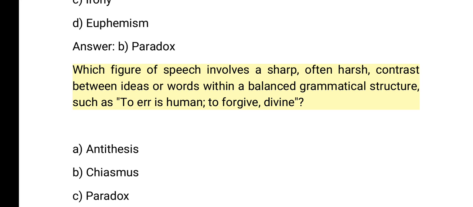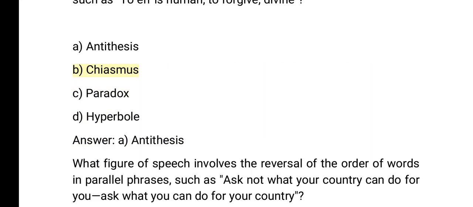Which figure of speech involves a sharp, often harsh, contrast between ideas or words within a balanced grammatical structure, such as to err is human, to forgive, divine? A. Antithesis. B. Chiasmus. C. Paradox. D. Hyperbole. Answer. A. Antithesis.